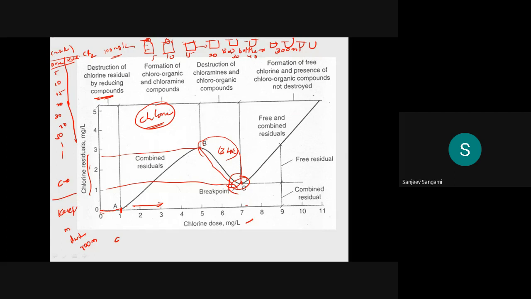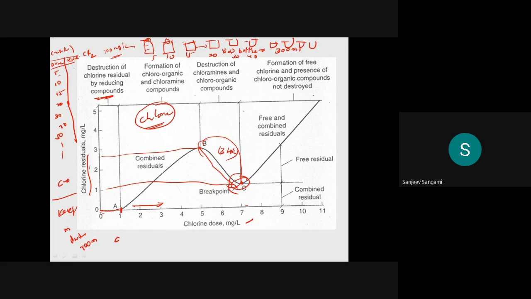I said in one experiment that you increase the dose 5, 10, 15, 30, and after each experiment you have to find out the residual chlorine. Then you plot the graph of the dose of chlorine versus the residual chlorine. You should always get a graph like this. When you get a graph like this, then it is the complete disinfection process. Typically, it has to follow this kind of graph.